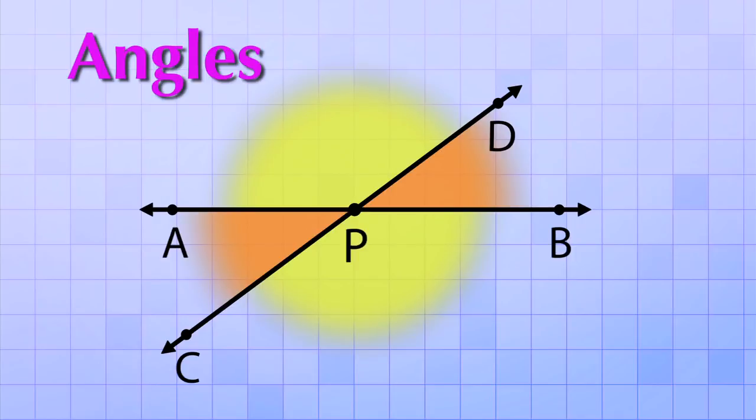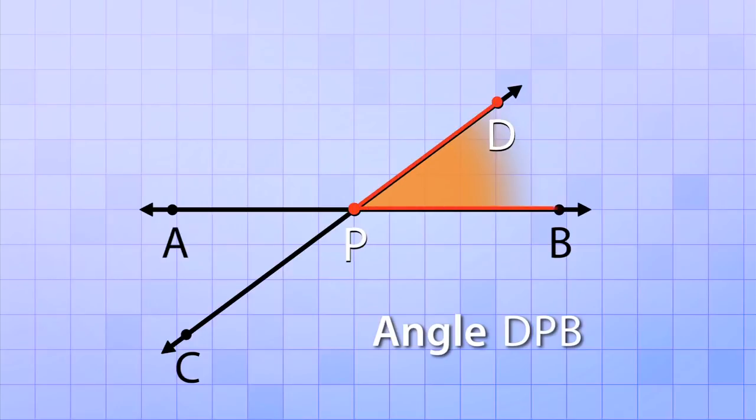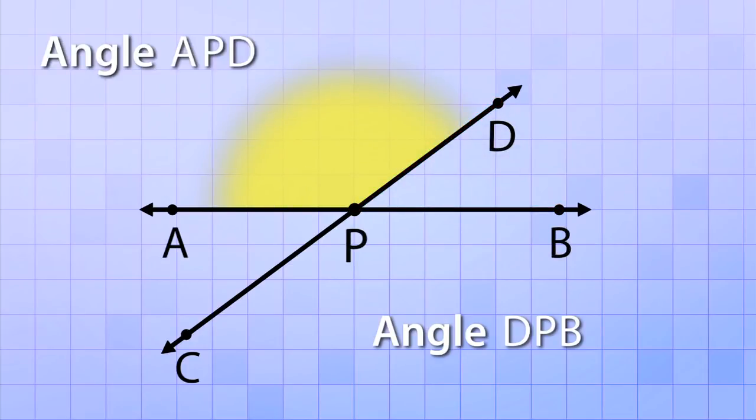These intersecting lines form four angles: 1, 2, 3, 4. But instead of calling them angle 1, 2, 3, and 4, in geometry, we name them by the points used to make them. For example, this angle here can be called angle DPB because if you trace along those points, like connect the dots, they outline that angle. And this angle here, we can call that angle APD because connecting those dots forms that angle.